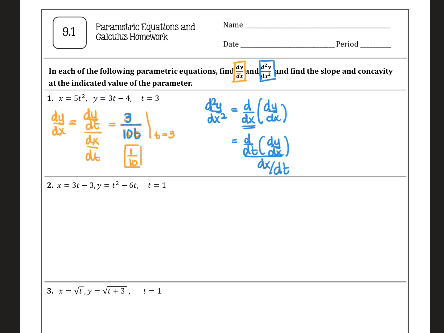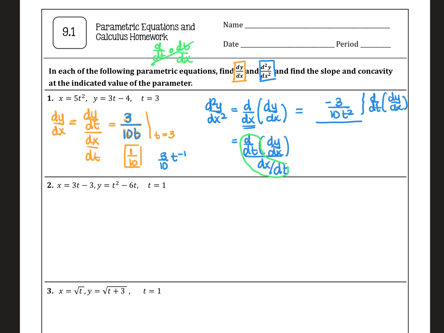Now when you do that, if you look at this relationship right here, which would be d/dt multiplied by the reciprocal, which would be dt/dx, you see that you are left with the derivative with respect to x. So what you want to think of is it's the derivative of the first derivative divided by dx/dt. So here my first derivative is really 3/10 t to the -1. So when I take the derivative again, I'm going to get -3/10 t^-2. So this right here is the derivative with respect to t of the first derivative.